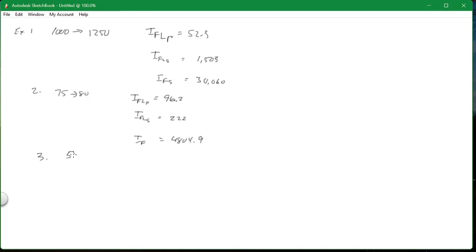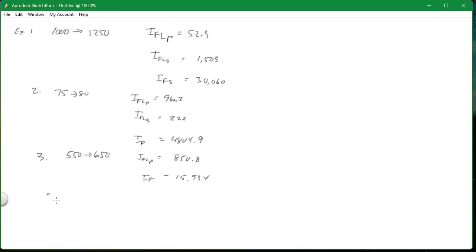The next one is 550. Instead of that, I used 650. I full load primary is 850.8. I fault is 15,934. Did anybody get something different than those? Is that it? We're still cooking?